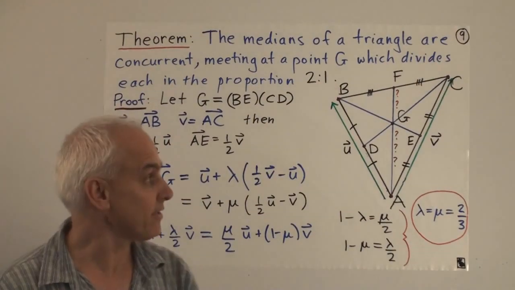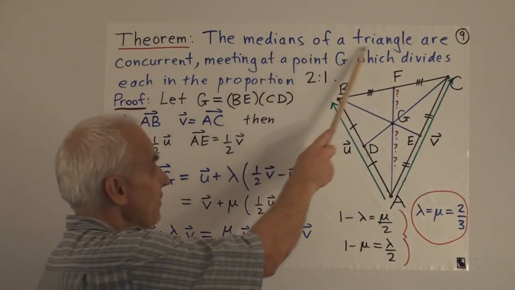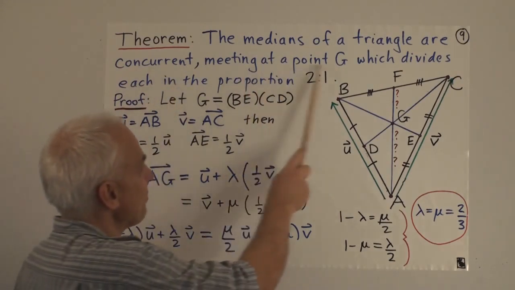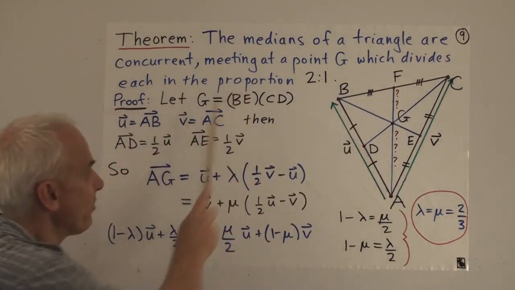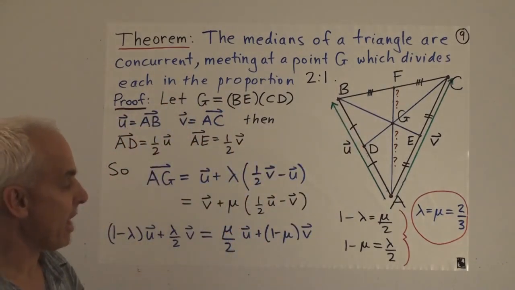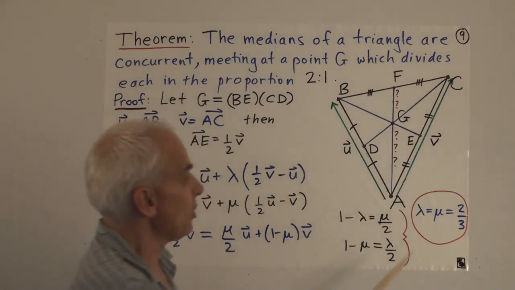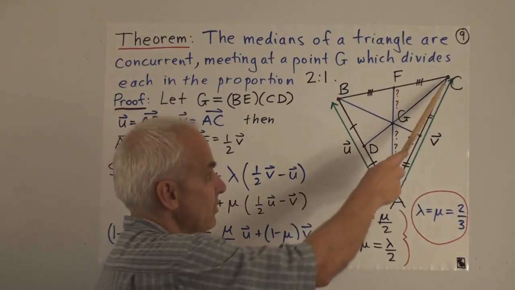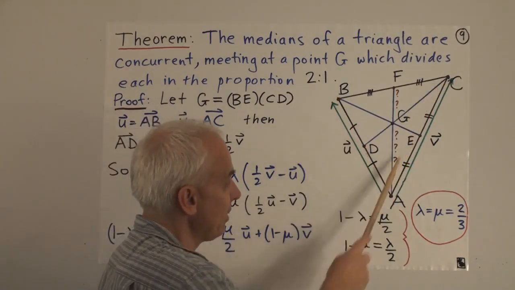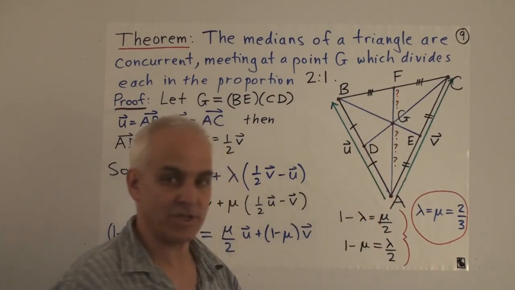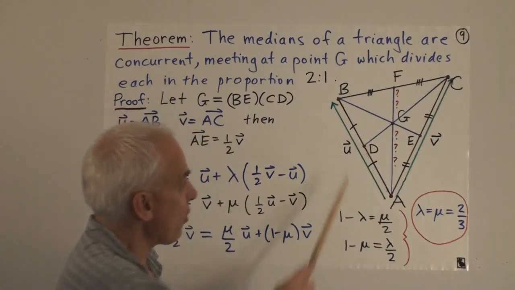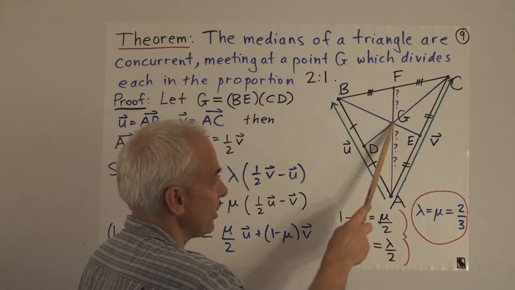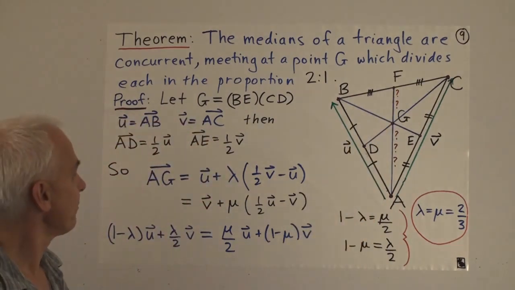The next theorem we'd like to have a look at is this one, which says that the medians of a triangle are concurrent, which means they all meet at a point G, which divides each in the proportion 2 to 1. So I remind you that a median is a line joining a vertex of the triangle to the midpoint of the opposite side. So there's one median, there's another median, there's a third median, and they're all supposedly intersecting at the point G. And moreover, this is in the ratio 2 to 1, this is in the ratio 2 to 1, and this is also in the ratio 2 to 1. That's what we want to prove.